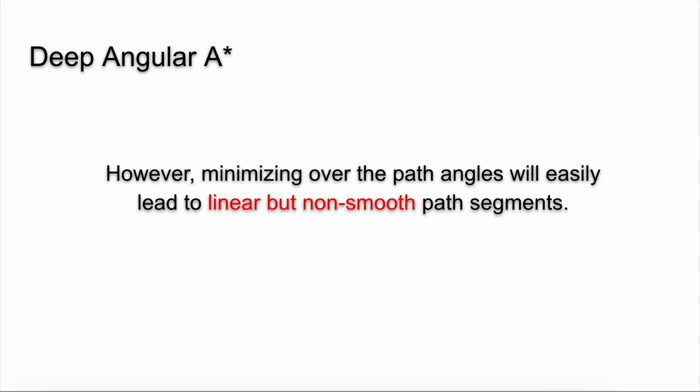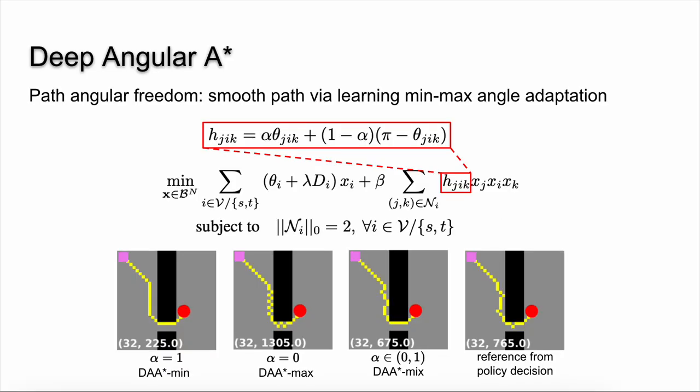However, directly minimizing the path angle could lead to a linear path from the start node to the target node. Hence, it is necessary to adjust the degree of the path smoothness using a min-max trade-off learning of the path angle. We name it path angular freedom. A small path angle often leads to a linear path as shown in DAA min. Otherwise, it has several zigzags to increase the angle. In contrast, a combination of both is more flexible to imitate given path patterns.